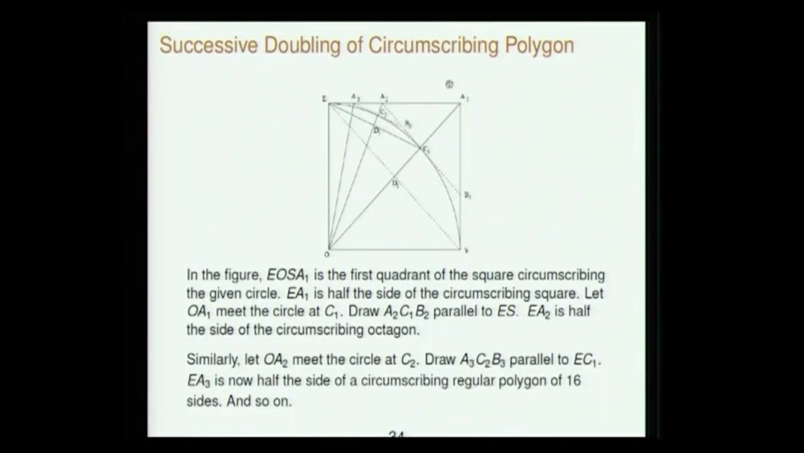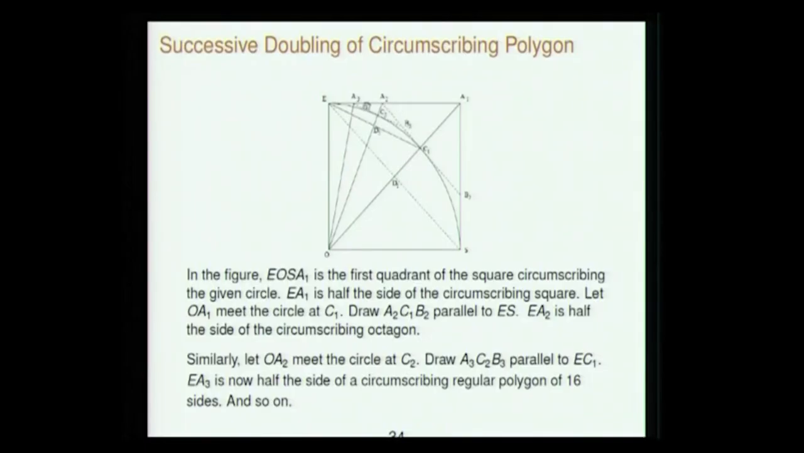So the method as given in Yukti Bhasha is like this. You take this square, which is 1/4 of the square which is actually circumscribing the circle. So the side of this particular square is right now r, but the bigger square which is circumscribing the circle has side 2r. Now the point at which OA1 meets C1, Yukti Bhasha says draw this line A2C1B2 which is parallel to ES, east south direction. So instead of saying draw the tangent, which they do not say, this is the way they are explaining. And then it says it goes and meets this side EA1A2, join OA2.